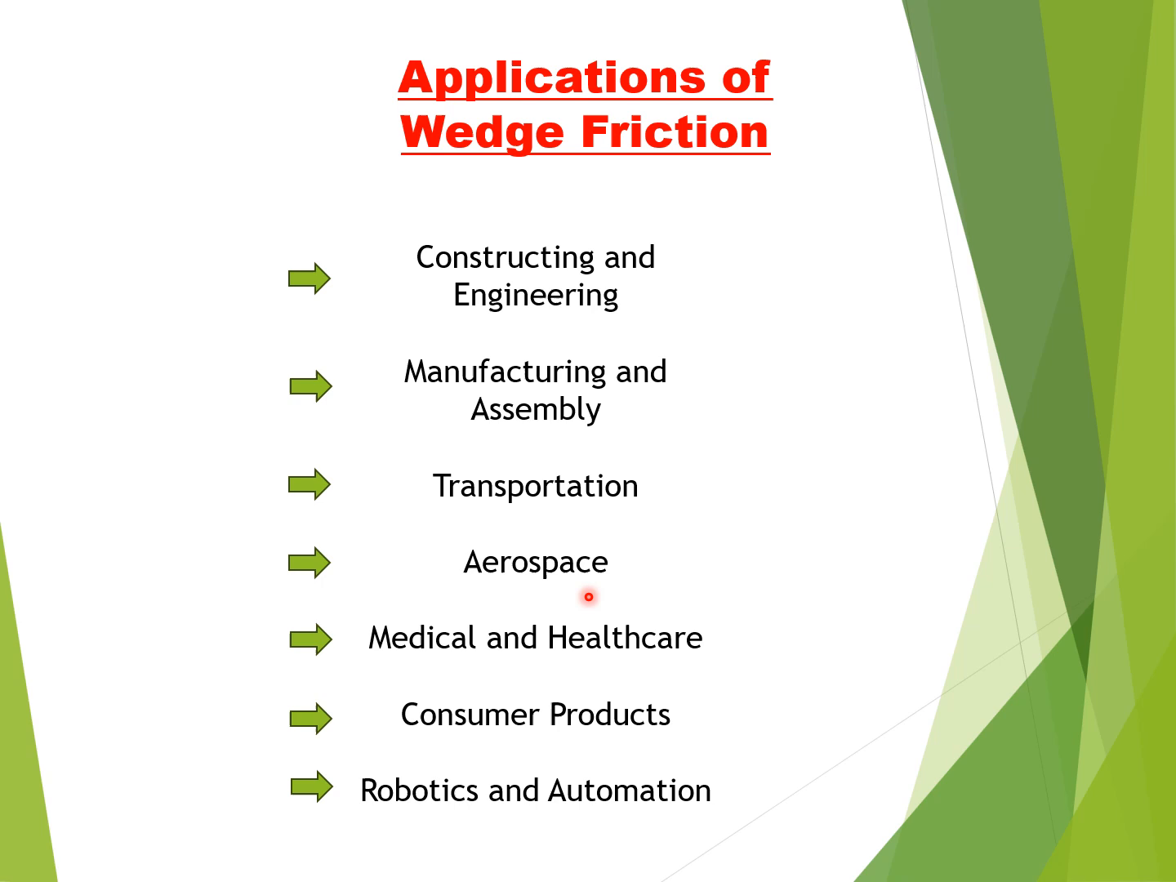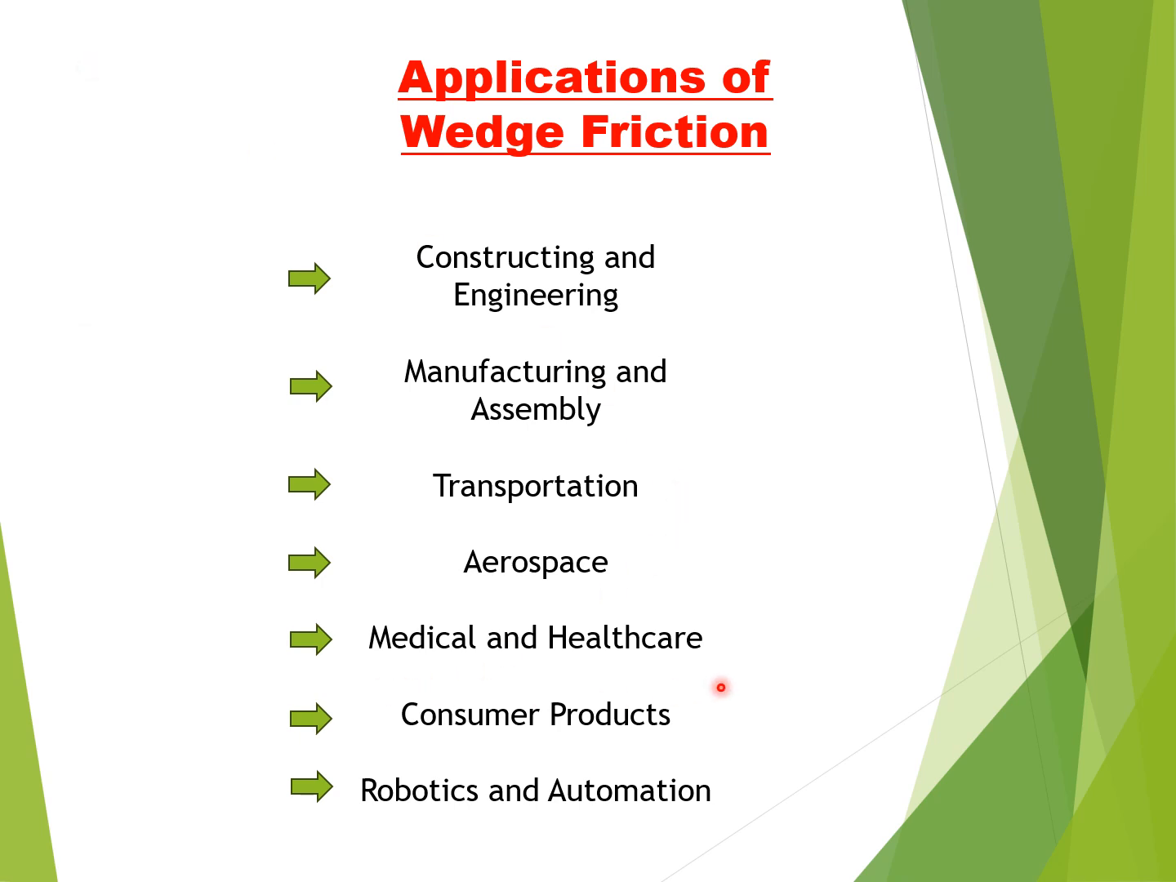Next is aerospace. In aerospace, wedge friction is critical in various systems for enhancing safety, efficiency, and stability under extreme operating conditions. In landing gear systems, wedge mechanisms are used in the locking and braking systems of landing gear. The way it works is that wedges lock landing gear in place during deployment, ensuring structural stability during landing and taxiing. In braking systems, wedge actuated brakes amplify the frictional force on wheels for efficient stopping during landing.